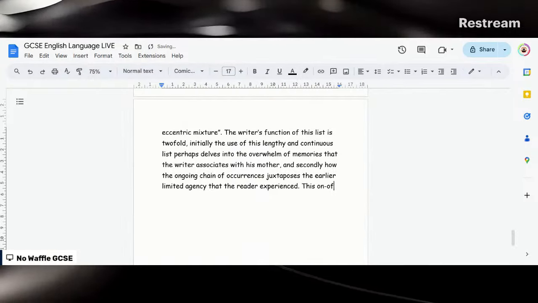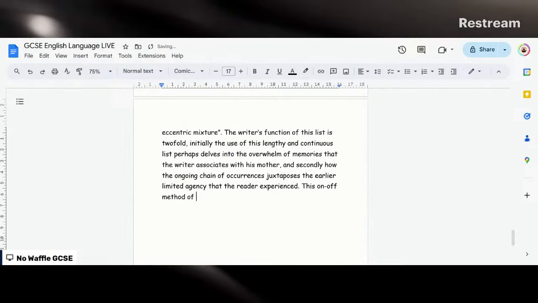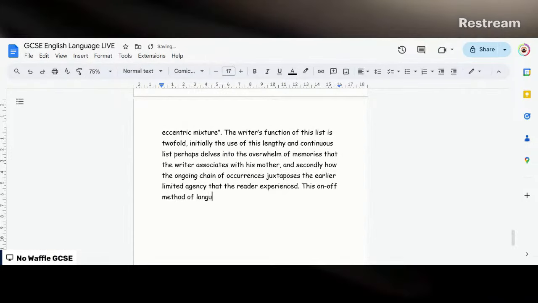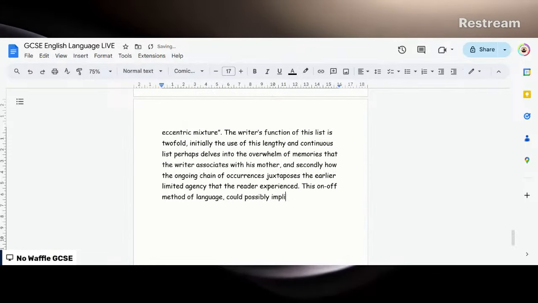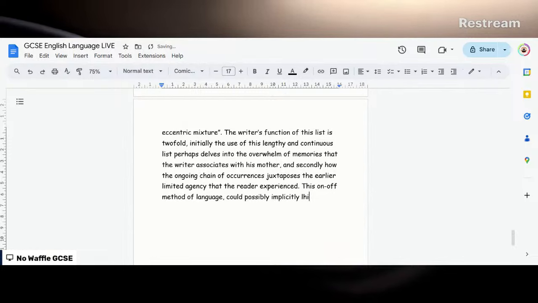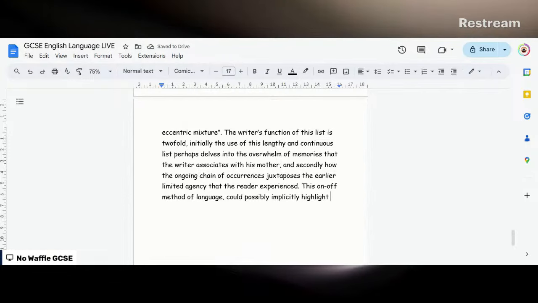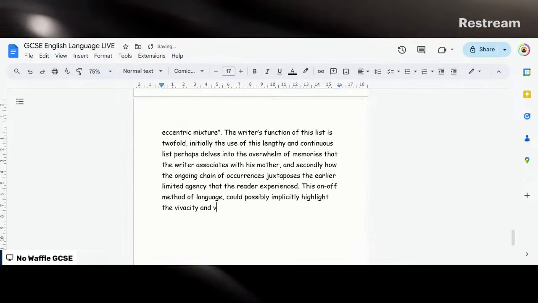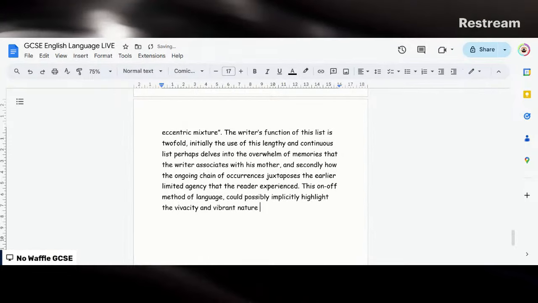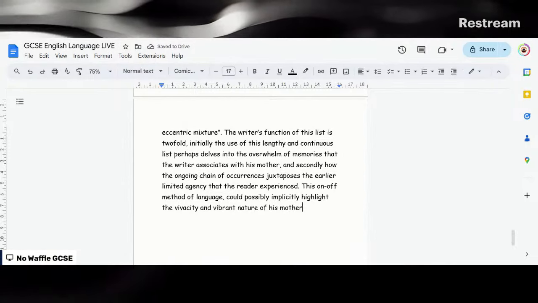This on-off method of language could possibly implicitly highlight the vivacity and energetic and vibrant nature of his mother, being very excitable, her emotions were up, down, up, down.